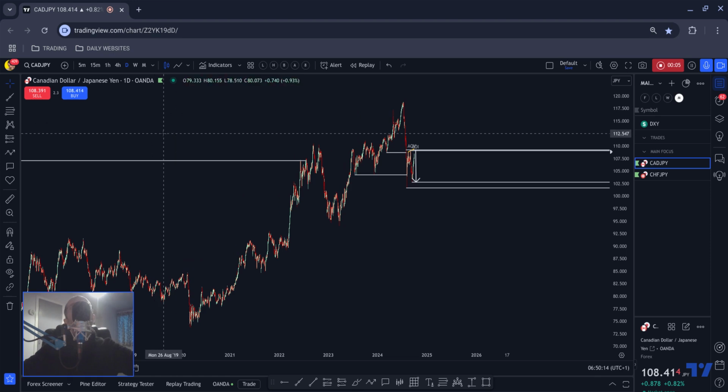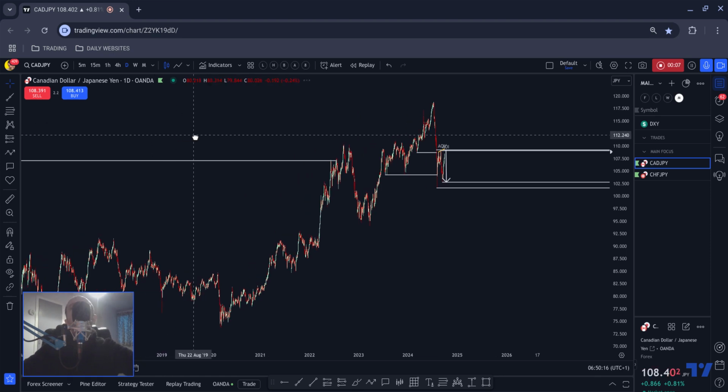So this morning I have two pairs on watch, and those are CAD Yen and Swiss Yen. My favorite of the bunch, for a multitude of reasons, is CAD Yen.